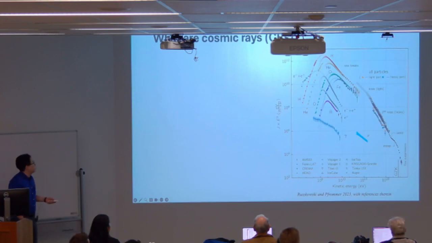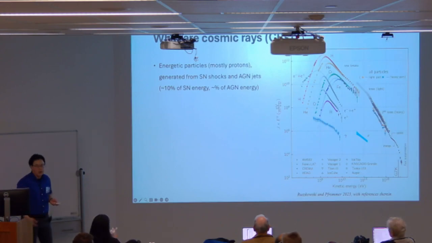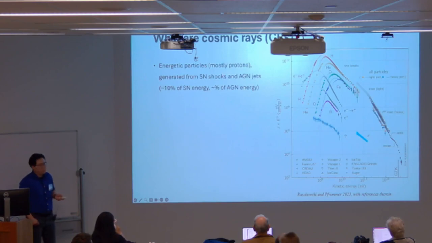So what are cosmic rays? They are very energetic particles. They're mostly protons, and they're mostly generated from supernova shocks and AGN jets. About 10% of the supernova energy gets transferred into cosmic ray energy, and this number has to go down to about 2% for AGN.